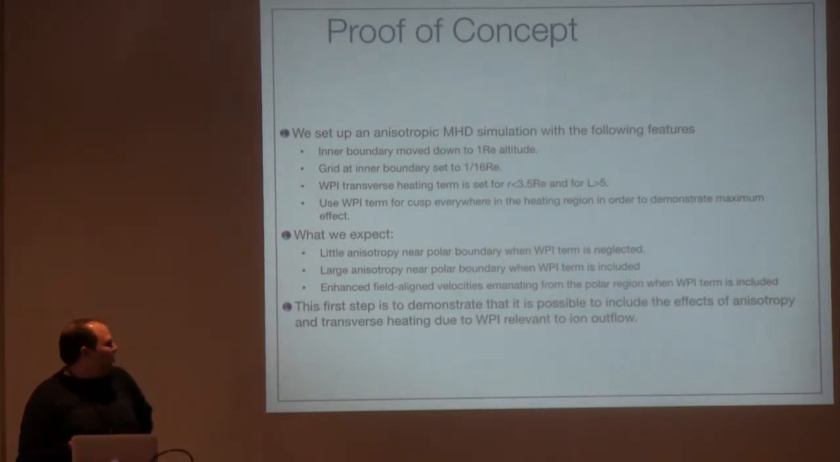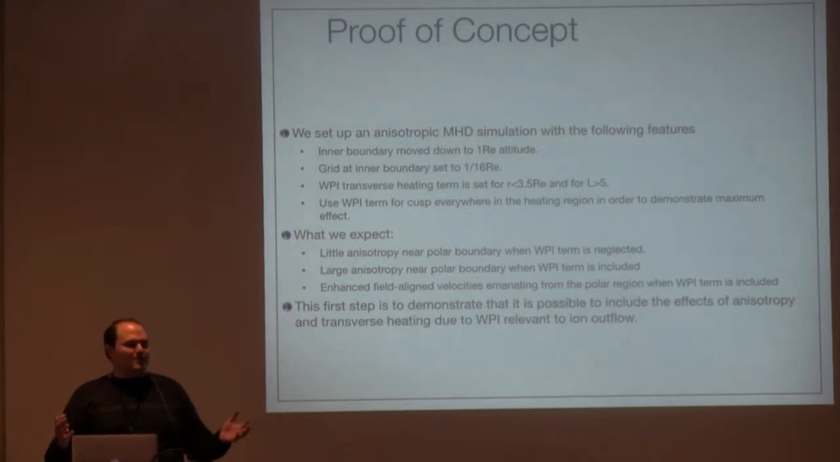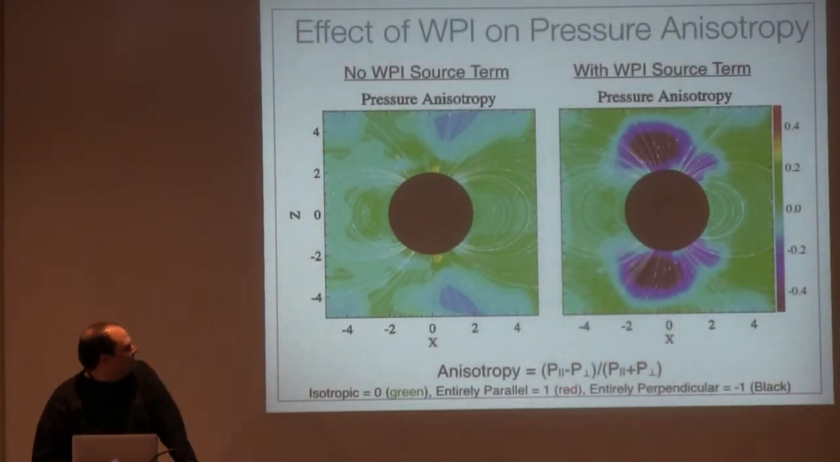So just to demonstrate that it can work, I set up an anisotropic MHD simulation and I moved the inner boundary down to about 6,000 kilometers altitude, where you expect some of the wave heating to be occurring. And I used relatively fine grid resolution, and I defined a region of wave heating over some altitude range. And I just put this wave heating term for the cusp, just the strongest term we have, everywhere over the polar cap. And what you should expect is you should get very strong outflows everywhere. You should get very strong pitch angle anisotropy forming over the polar cap. And in fact, when we do the simulation, that's exactly what we see.